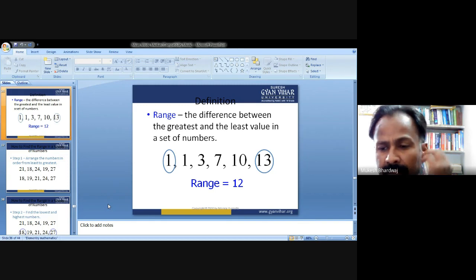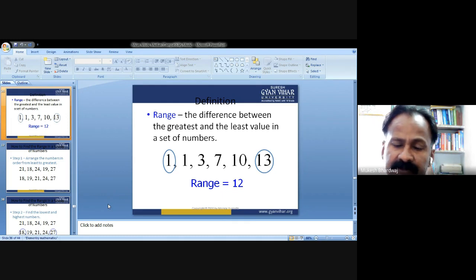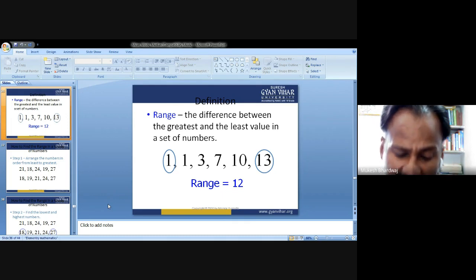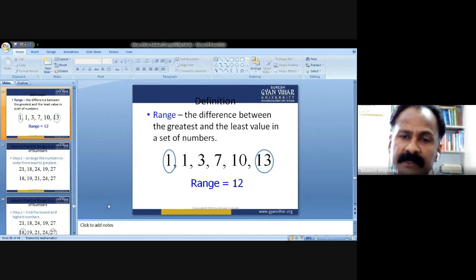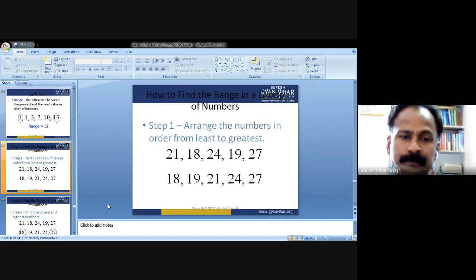Okay, so a very simple concept. You just subtract the lowest number from the highest number. That is called range. Now find the range in a group of numbers. Again, a series is provided to you: 21, 18, 24, 19, 27. Now what is the range?